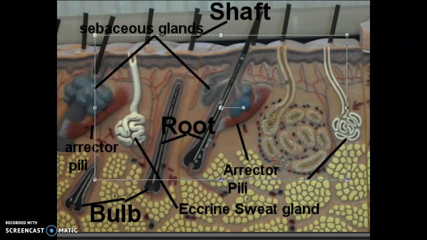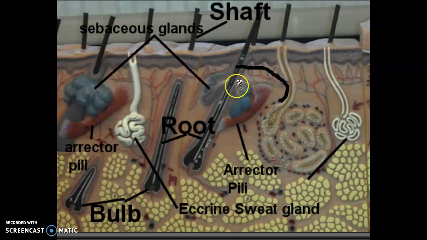Now, there's one problem with this model. I'm not going to tell you how much it costs. I think it's $300. But this duct is not in the right place. The duct of this gland actually should be going to the hair follicle. So if you look at your lab book, you'll see the duct going to the hair follicle.